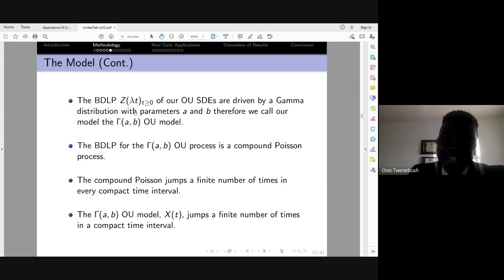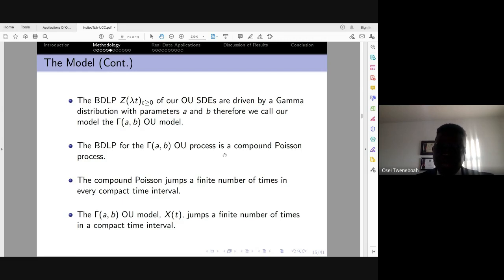the stochastic term of our stochastic differential equation, is driven by a gamma distribution. And if you say that it's driven by the gamma distribution, that is a huge statement, because what are some of the properties of the gamma distribution? One of the properties of the gamma distribution is that it is a compound Poisson process. And here, what do I mean by compound Poisson process?